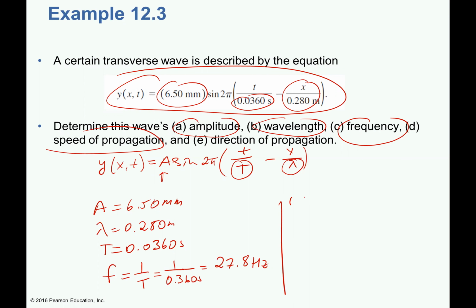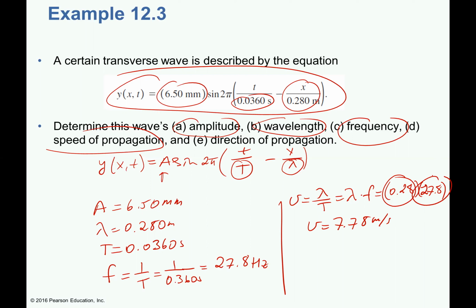Well, how about the speed of propagation? Now I can find the speed from either wavelength over the period, because I have both, or wavelength times frequency. Again, I have both. So let's do this: 0.28 times the frequency of 27.8, and then the speed will be 7.78 meters per second. Again, wavelength times frequency, and we get the speed.